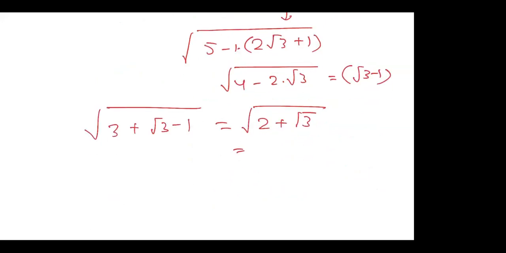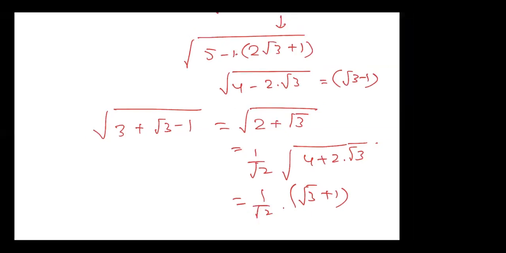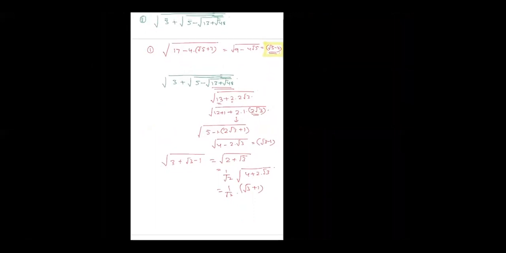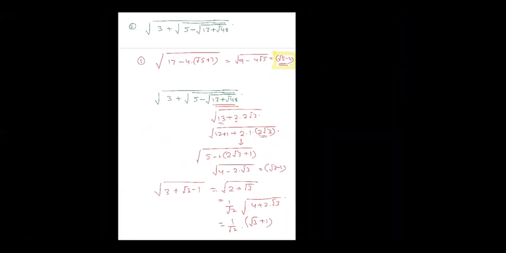Either you can apply the formula or you can multiply with 2. 4 plus 2 root 3, right? This is 1 by root 2 into root 3 plus 1. So ultimately you are getting root 3 by 2 plus 1 by root 2. This is the complete solution. You can go through this for both the questions. Please note down.